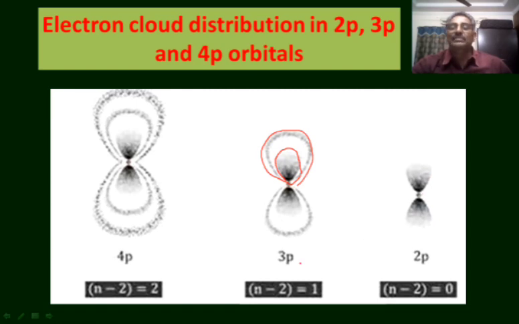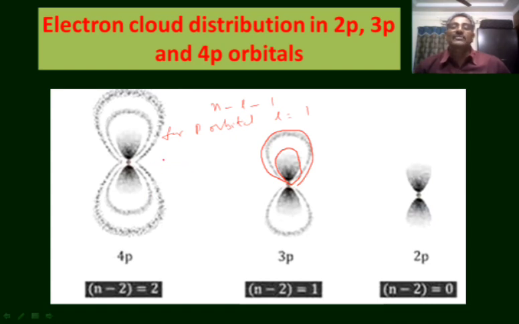3p orbital has one spherical node, 2p orbital has no spherical node, and 4p orbital has 2 spherical nodes. This is one spherical node and this is another spherical node. According to the formula, the number of spherical nodes is equal to n minus L minus 1. We already discussed that for p orbital, L is equal to 1.